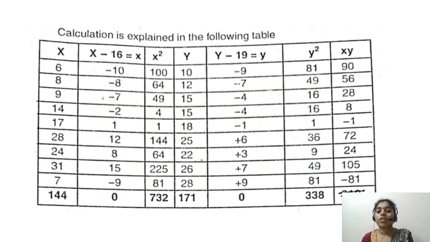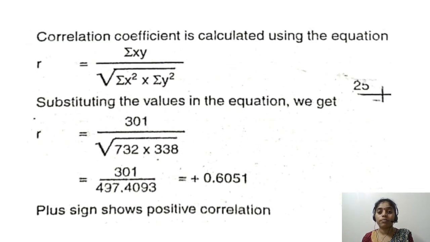Let us find x square and y square and also calculate x into y, and also the sums of all these: summation small x, summation x square, summation y square, summation x into y. Here we have summation x as 144, summation small x is 0, and summation x square is 732. Summation y is equal to 171, summation small y is 0, summation y square is equal to 338, and summation x into y is 301.